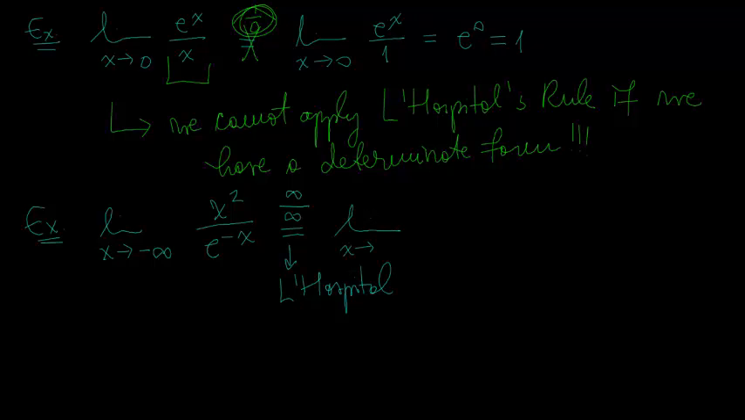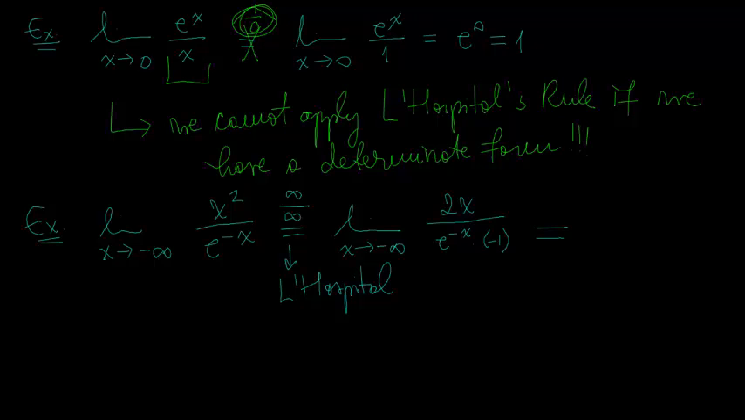So let's take the derivatives. The derivative of x squared is 2x, and the derivative of e to the negative x is a chain rule, so the derivative of e to a power is e to that power. And then you also have to multiply with the derivative of the inside function, and the derivative of negative x is negative 1. So now what happens when I try to evaluate?